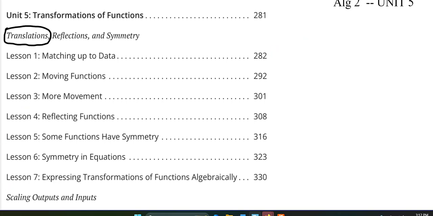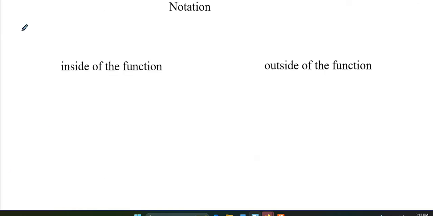Okay, let's start. The word transformation, as I mentioned, means change. But before we get to that, we're going to talk about the notation of functions. As a basic notation of a function, I could call f of x, where the input is the variable x, the independent variable. And we typically call the output letter y, but the function itself is called f of x.